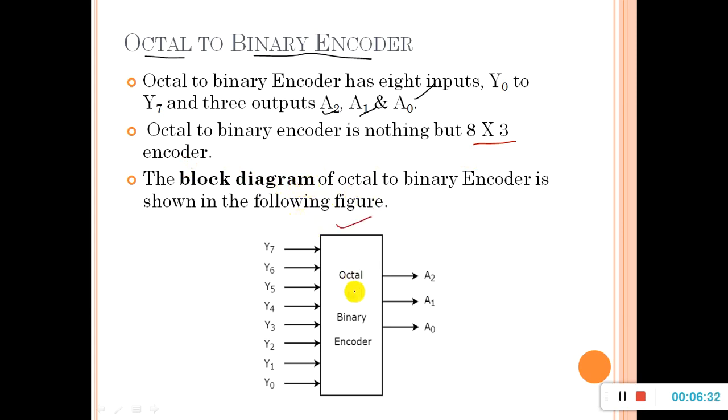This is the 8:3 encoder, which has 8 inputs, 0 to 7. How many inputs? You can find out from the inputs here: that is 8 inputs. If we have the binary value, it is 2 to the power 3, so it becomes 8. So these 3 will be the binary outputs.